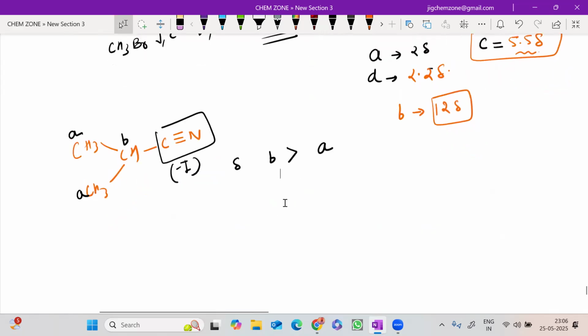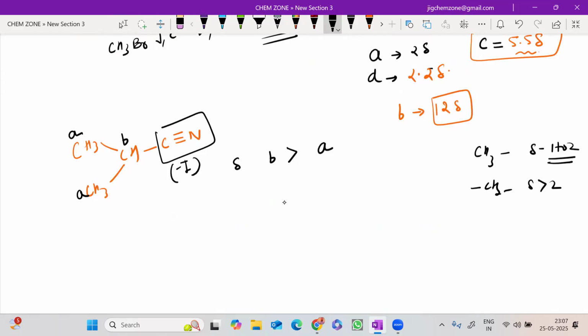रीजन क्या रहेगा? CH का रीजन क्या होगा? अप्रॉक्स 2.6, 2.7, 2.8. और CH3 का क्या रहेगा? लेस देन 2. मिथाइल जनरली क्या होते हैं? लेस देन 2 पे रहते हैं. डेल्टा रेंज 1 to 2. While CH2 अगर है तो it is more than 2, depending upon the nature of electron withdrawing group.